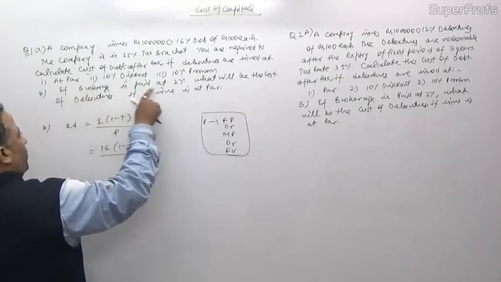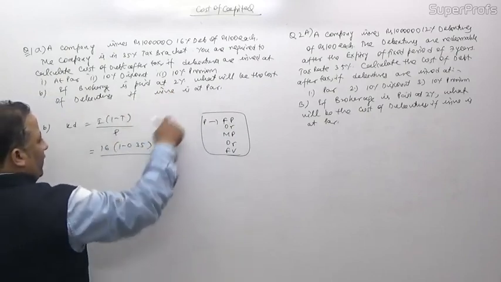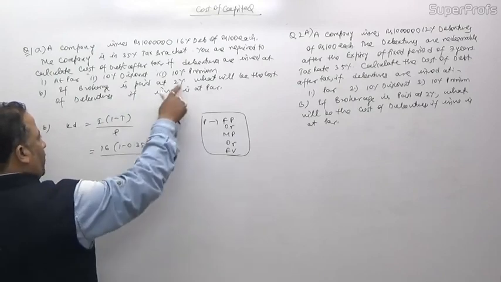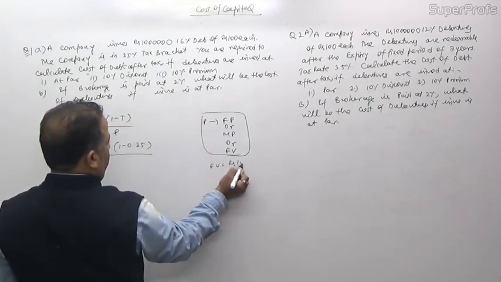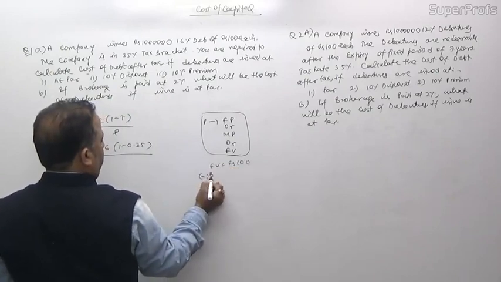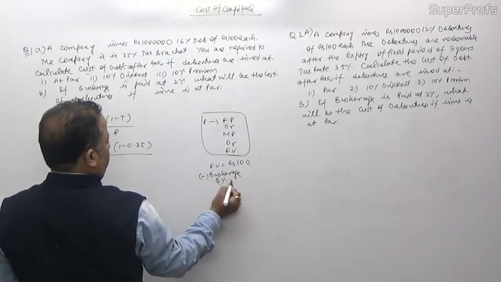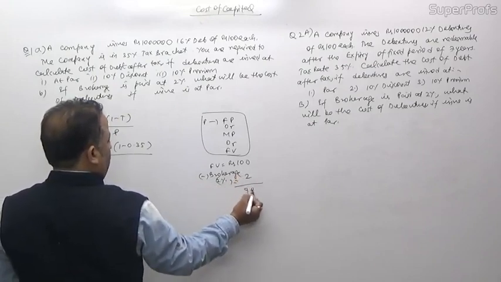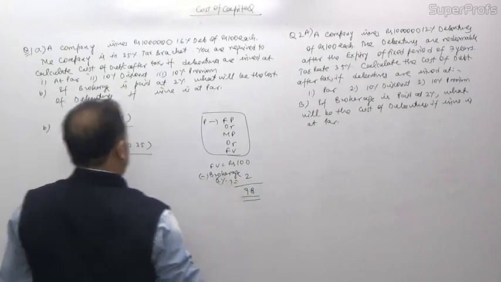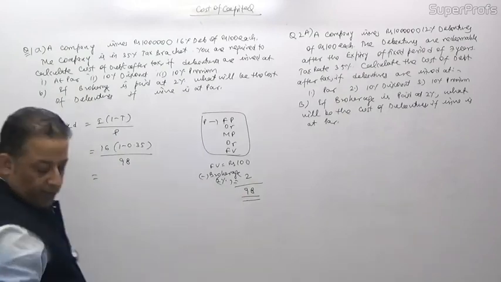So if brokerage is paid at 2%, what will be the cost of debenture if issue is at par? Brokerage is paid at 2%. So the face value of the debenture is 100. The brokerage amount is 2%, and 2% of 100 is equal to 2. The balance is 98. So the value of P is 98.